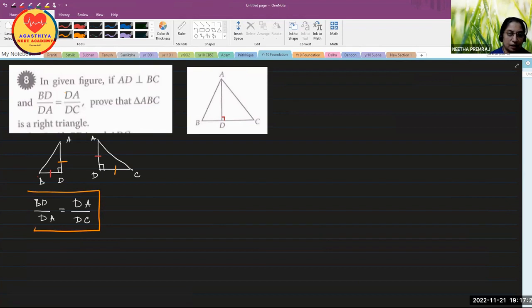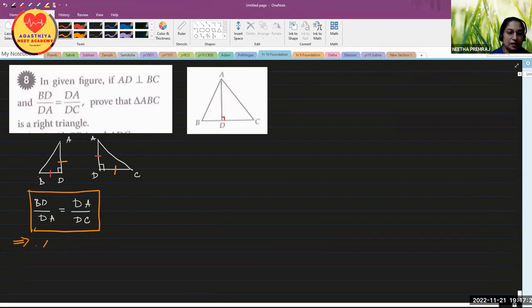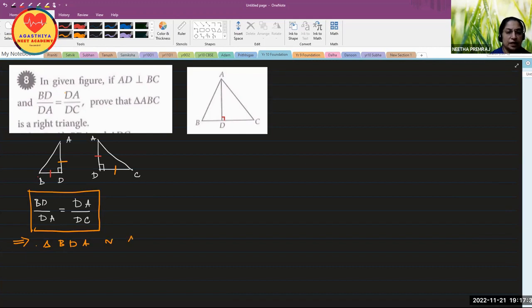These two triangles are similar, which implies triangle BDA is similar to triangle... No, see, that same way you have to start. I started from B, BD. BDA means you started from A. Can you understand, guys? A, D, C.